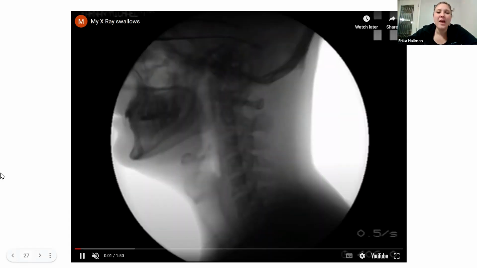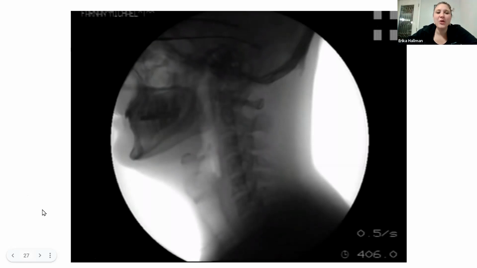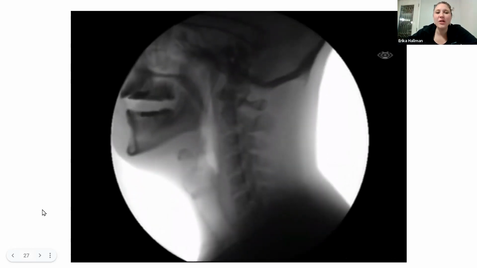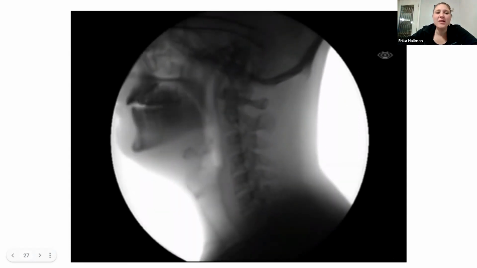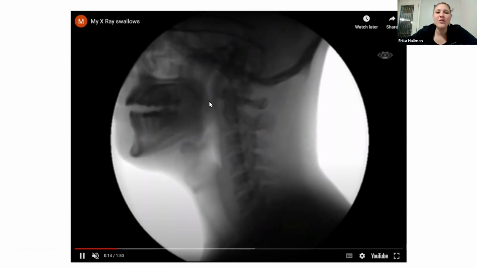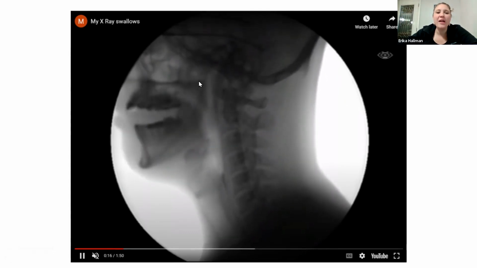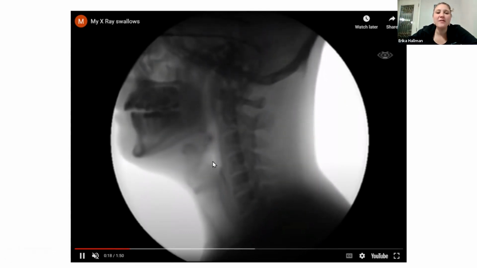This is such a cool video. This is an X-ray of somebody who is chewing and swallowing. So they essentially gave them a little bit of food. You can see them go through that chewing process, and then as they swallow, you can see the soft palate raise, and that little piece of food goes down here into the esophagus.